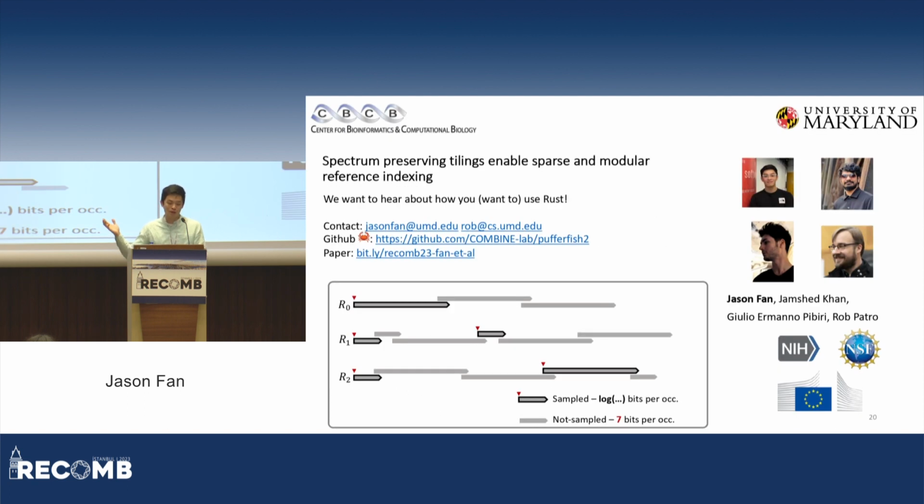So that's our work. Spectrum-preserving tilings enable sparse and modular indexing. We built the whole thing in Rust. I've been talking to some of you about Rust.